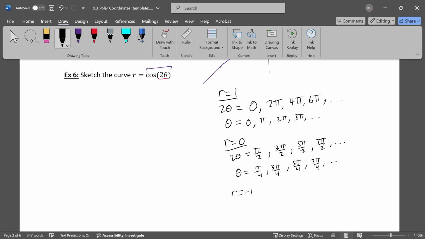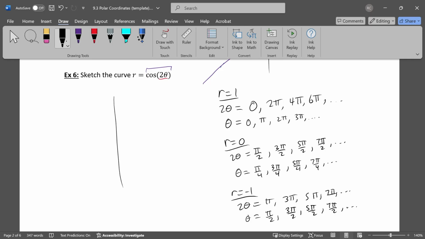And now, when r is negative 1, when does that happen? Well, that happens when 2 theta is pi, 3 pi, 5 pi, 7 pi. I don't really need to write out as many as I am. I'm just trying to be super thorough. I divide all those by 2. And now what we're going to do is sketch these key values for the curve.